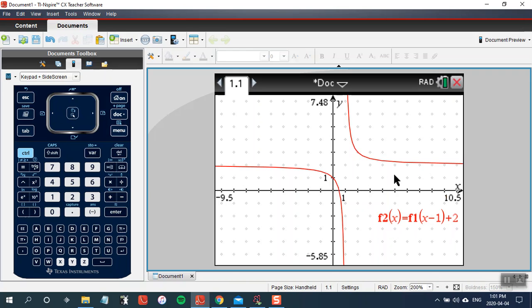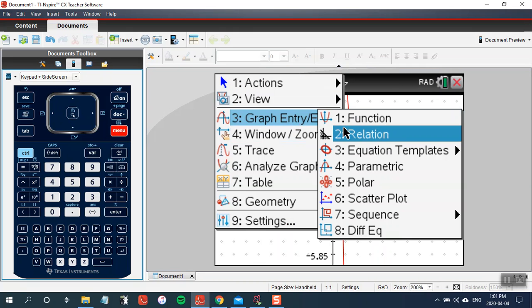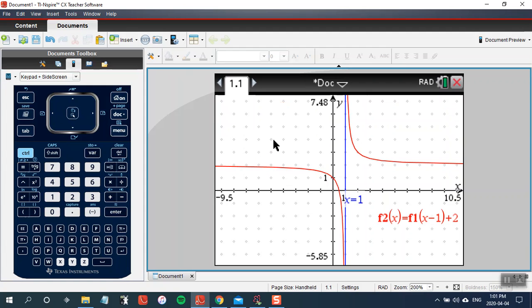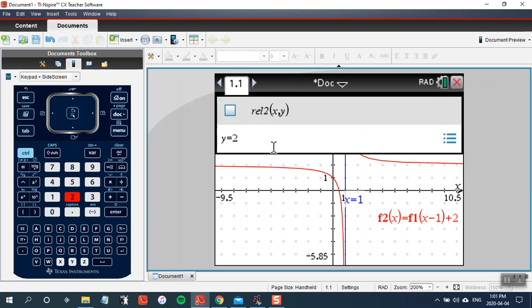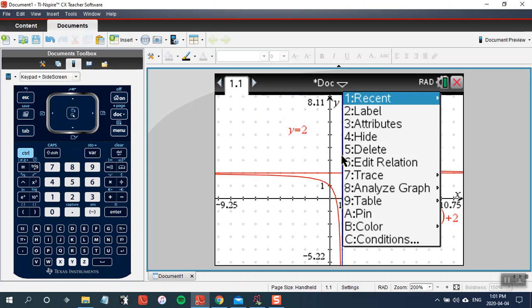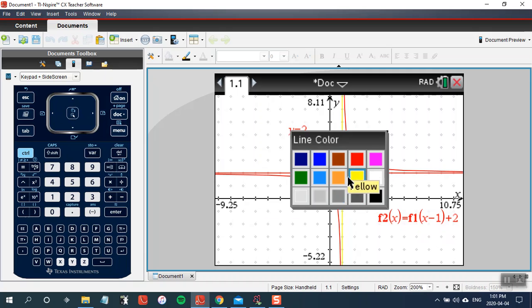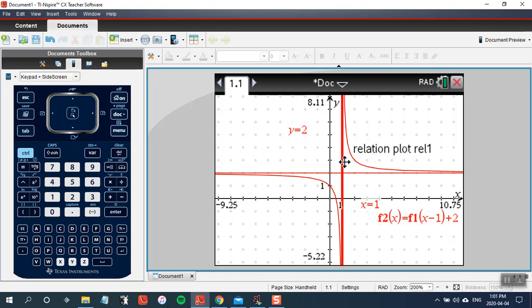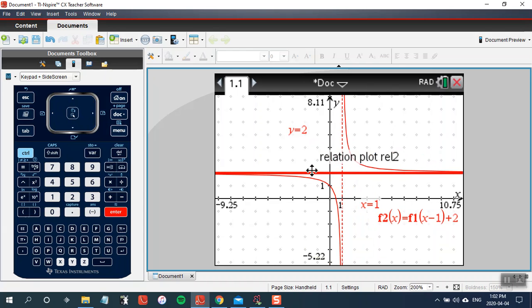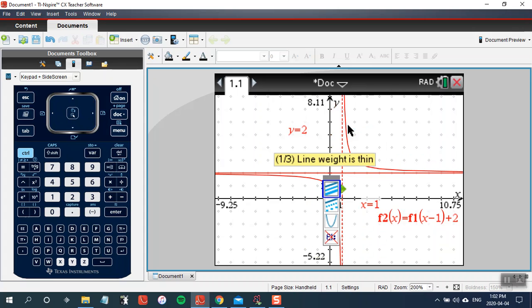So since one of our asymptotes is not a function, it's a vertical line, we have to change our input method from function to relation. And now I can say, can you graph x equals 1? And can you graph y equals 2? And you can see, probably should drag those labels out of the way or hide them. Probably should change those with a right click to match our function. And most importantly, if we right click and select attributes, we can actually change it to a dotted line or a dashed line, which is usually the way you would sketch your asymptotes.